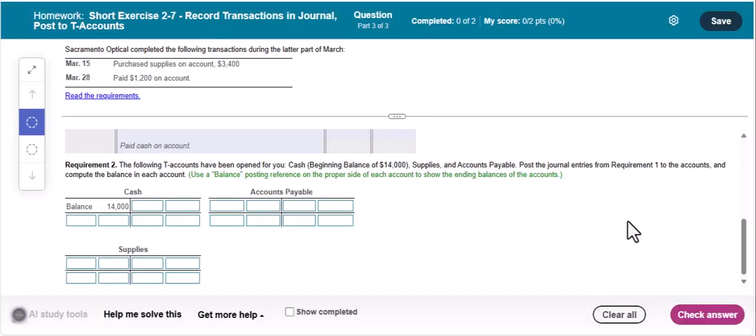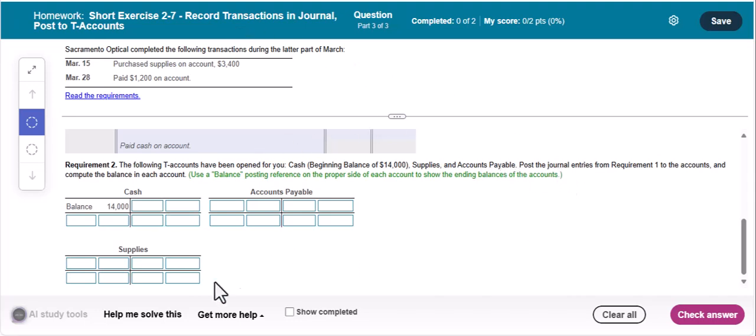So requirement 2, the following T accounts have been opened for you. Cash beginning balance of 14,000, supplies and accounts payable. Post the journal entries from requirement 1 to the accounts and then compute the balance in each account. Use a balance posting reference on the proper side of each account to show the ending balances of the accounts.